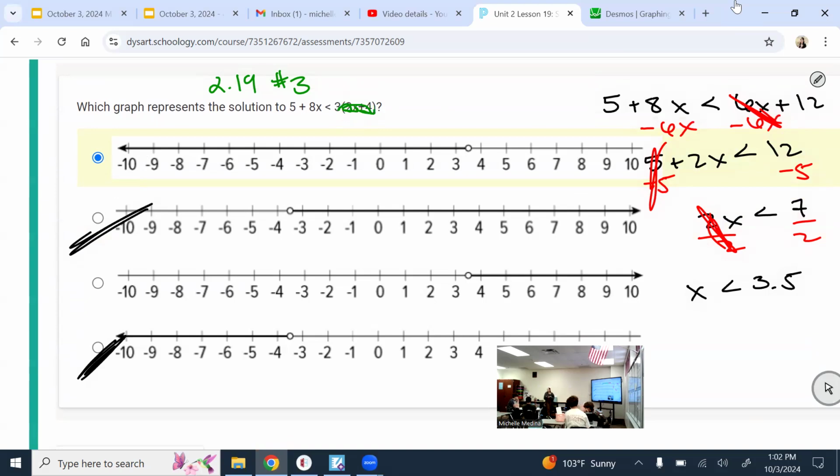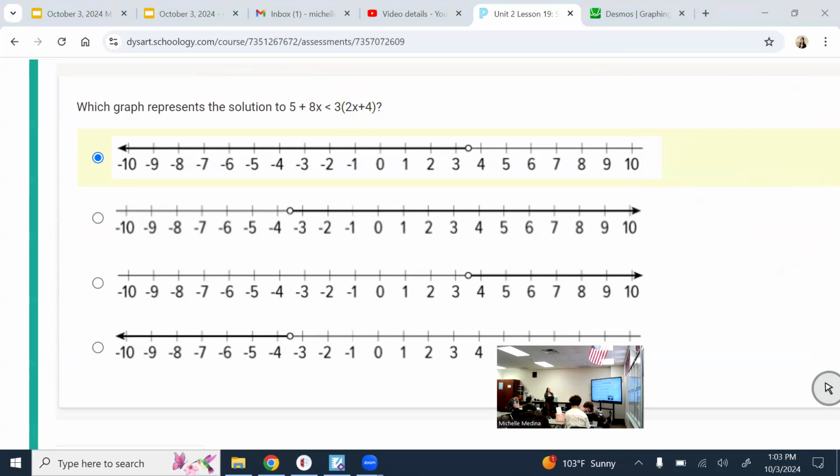Other questions? Better? Number 1 on lesson 10.